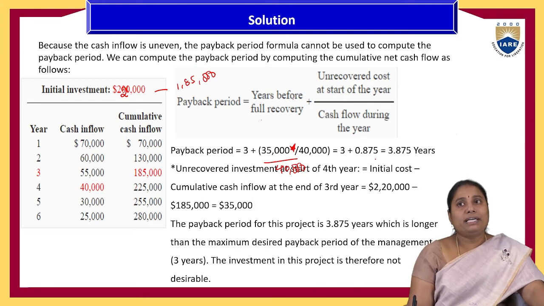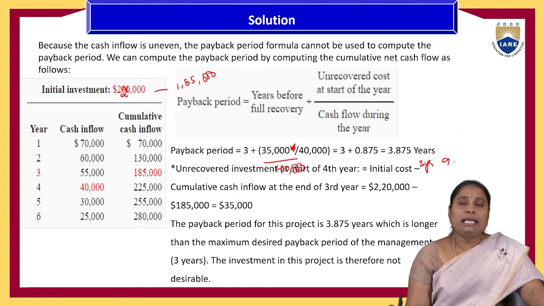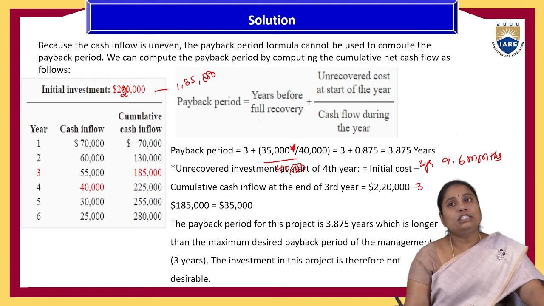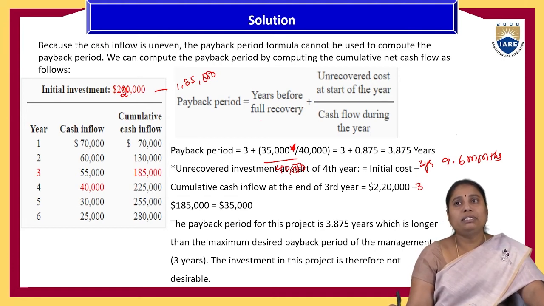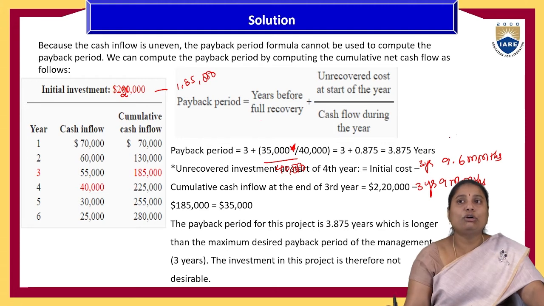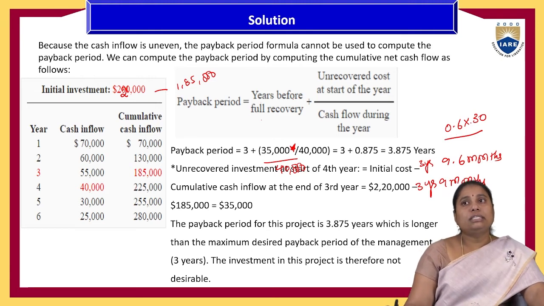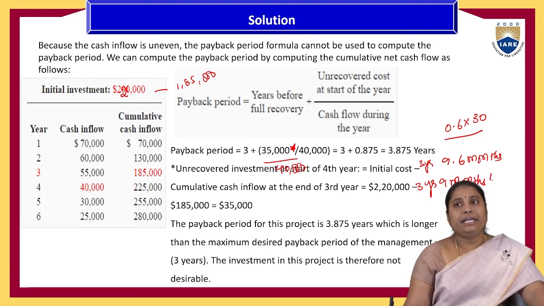So 3 plus 0.875 means 3 years, 9.6 months, because 0.875 into 12 is around 9.6 or 9.7. So 3 years, 9 months. If we want to convert the 0.6 into days also, days means multiply by 30. So 6 into 3, 18 days.